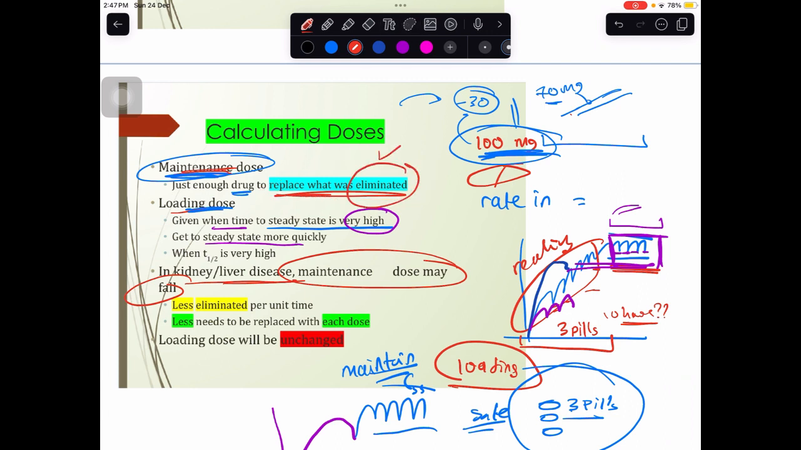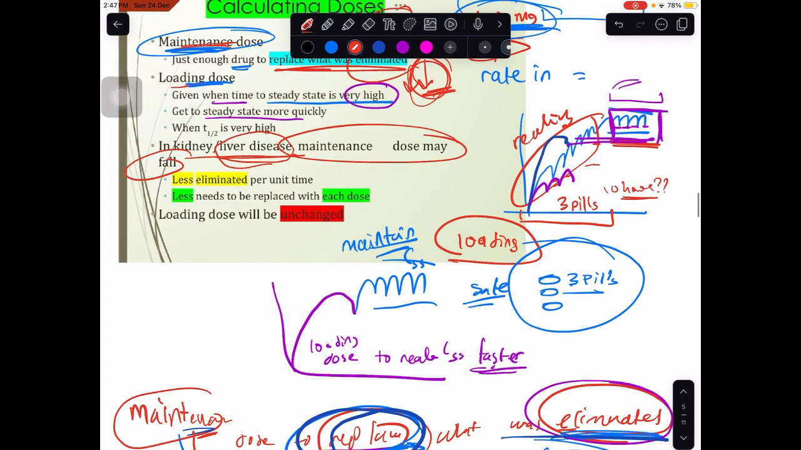Who does the elimination? The liver or the kidney. If there's a problem with the liver or the kidney, that means the function will decrease, the excretion will be low. Elimination is decreasing. If less of the drug is eliminated, I need a lesser amount of drug to maintain this, because less is being eliminated. So here, this is what they're mentioning: less eliminated, so less dose is required or needs to be replaced. I need less maintenance to replace what was lost, because what was eliminated is decreasing, because my liver is not working.